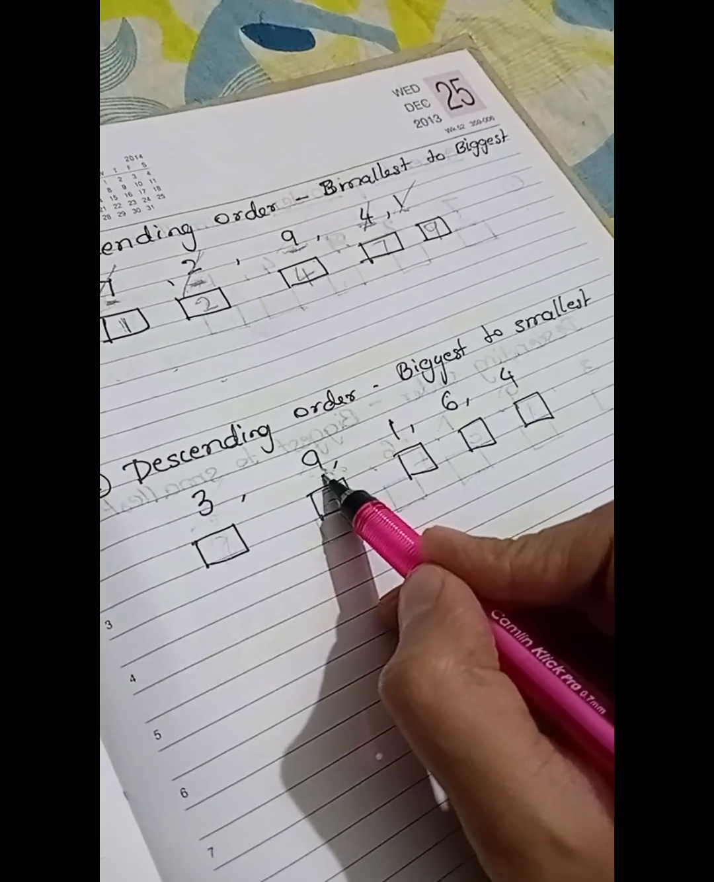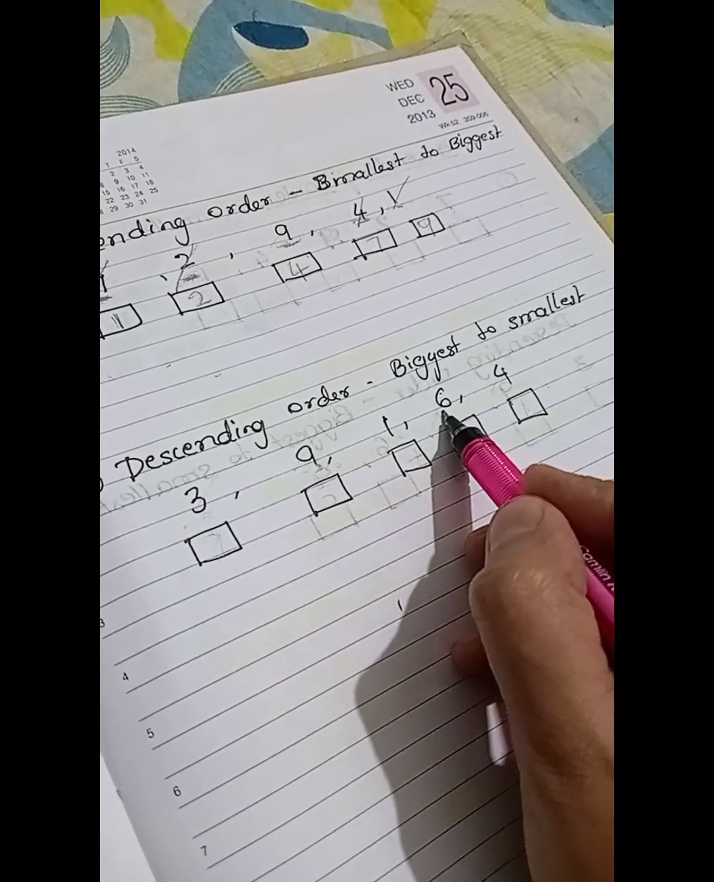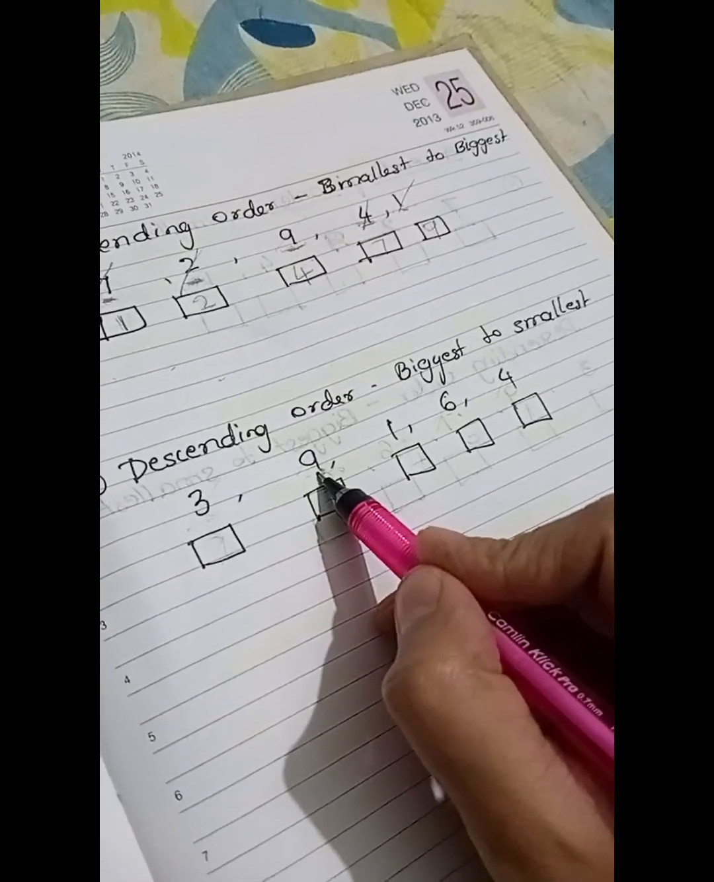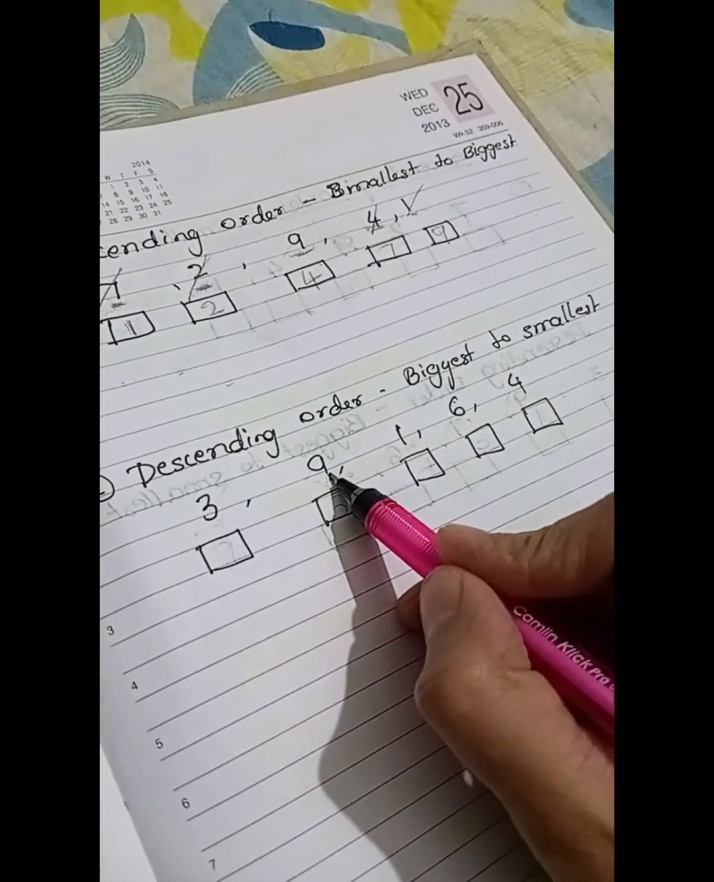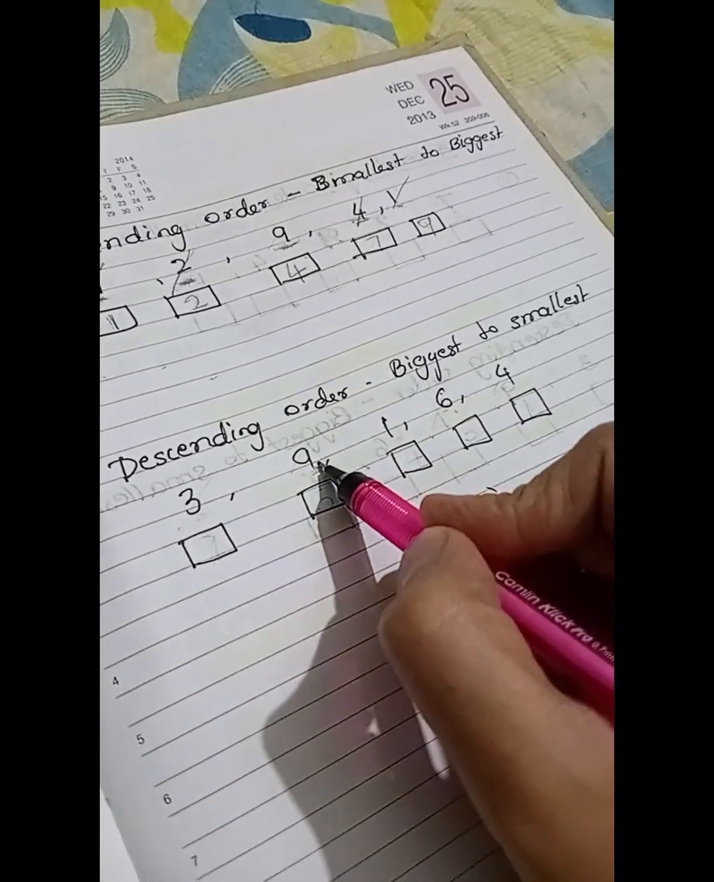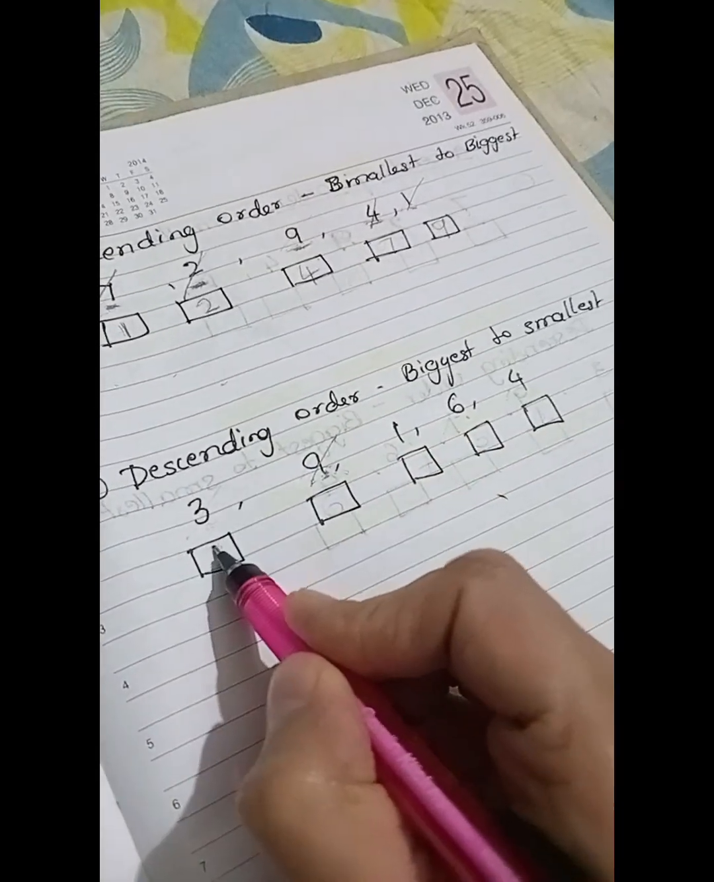So now, take the 9 and compare with another number. So 9 is there, 6 is there. Which is biggest among 9 and 6? Here again, 9 is the biggest number. Now, compare the 9 with the last digit, 4. 9 and 4, which is the biggest number? 9 is the biggest number. So here, the first number will be 9. Allow the child to write 9 in the first block.